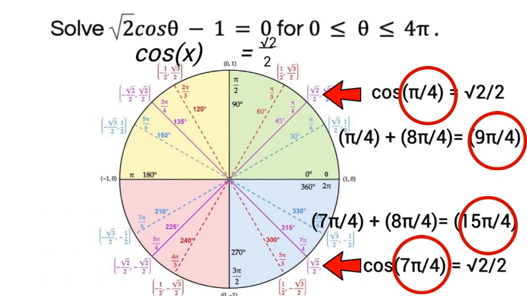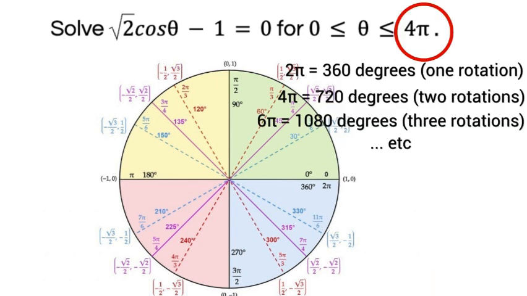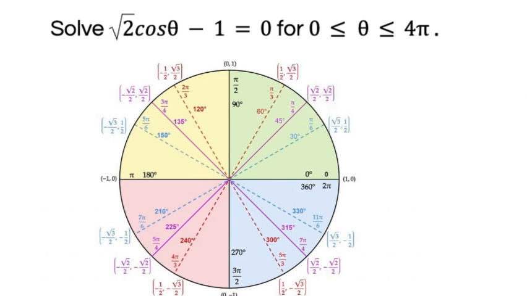Remember, always check your domains to see how many times you have to add 2 pi to your answers. This just tells you how many rotations you have to make around this unit circle. Here it says 4 pi, right? So we're going to make 2 rotations to each angle. So therefore just add 2 pi once.